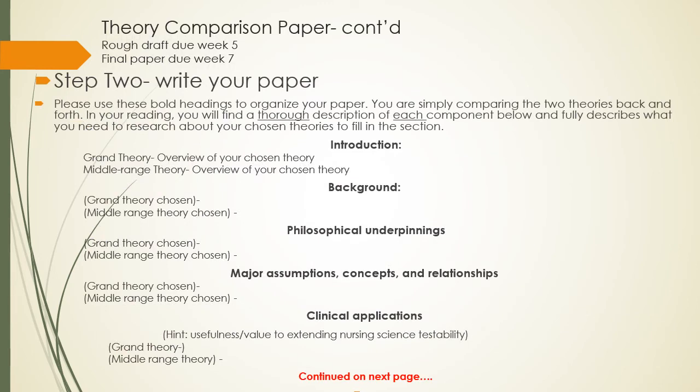Okay, so I suggest that you use these headings that I'm providing here for you. You'll read the directions under week 5 and it'll lay this all out for you. But using those directions, I've come up with these headings to ensure that you're putting all the required components into your paper. Okay? So you'll have your introduction. You'll start with your grand theory and tell why you chose it. Your middle range theory will be your next paragraph and why you chose it. And then the next heading will be background.